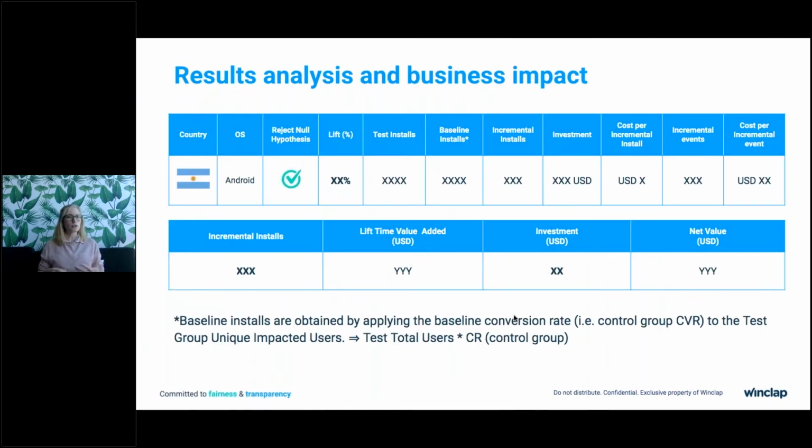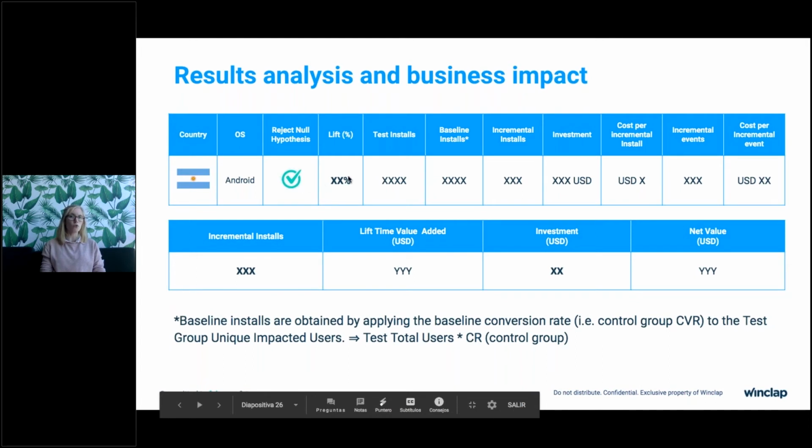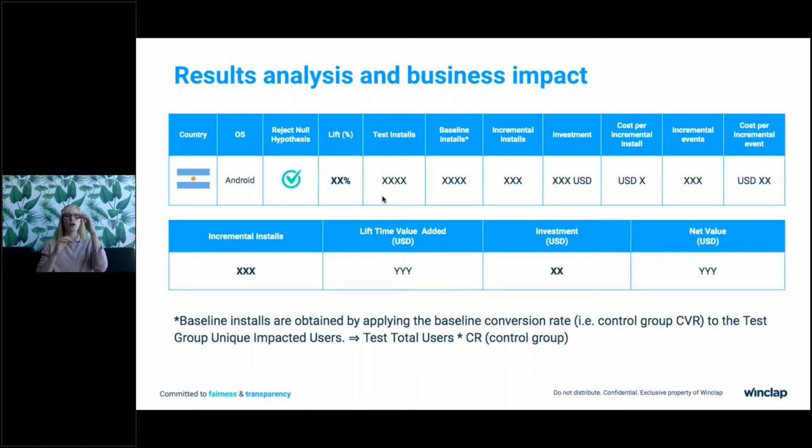So this is an example where you run a test in Argentina for the Android operating system, and you were analyzing mainly installs, but you can also get a result on events. Based on the information we've seen before, we can reject the null hypothesis because we know that sample 2 was more successful, and we can determine a percentage of lift. Based on that, we can know the whole volume of installs we had in the test group and the baseline installs we got from the control campaign.